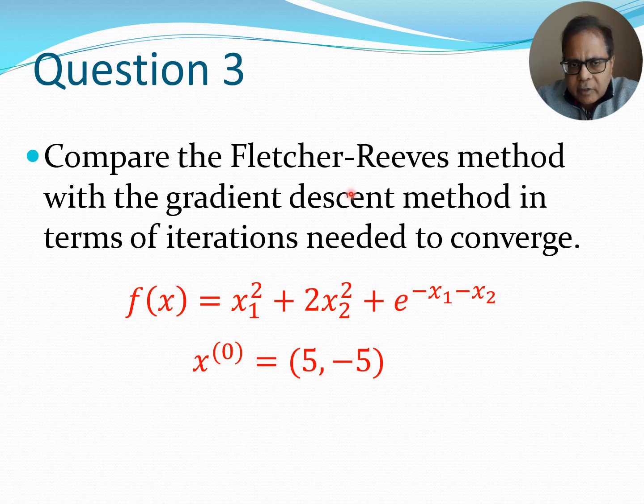Let's now do one more problem, and here what we are going to do is compare the Fletcher Reeves method with the gradient descent method and see how much time, or rather how many runs, both cases take to converge. So again, same function, but let's start with a point which is pretty far away to see how these methods do.